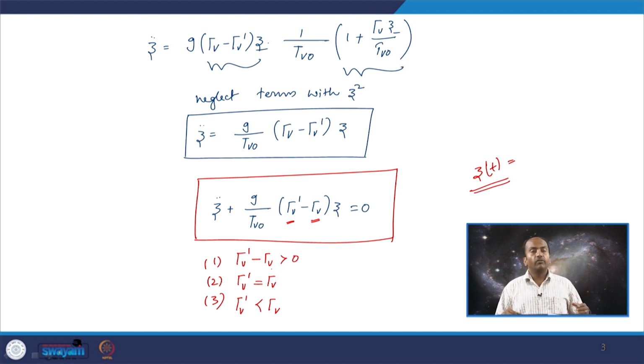These three possibilities will make the solution different each time for this differential equation. Right. Now, what are these three possibilities, how the solution will be different each time, and how the different solutions actually manifest different types of stability is going to be the topic of discussion for the next class. Okay. So, we will stop here.